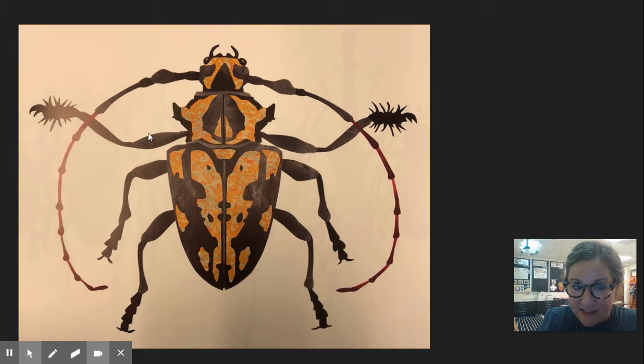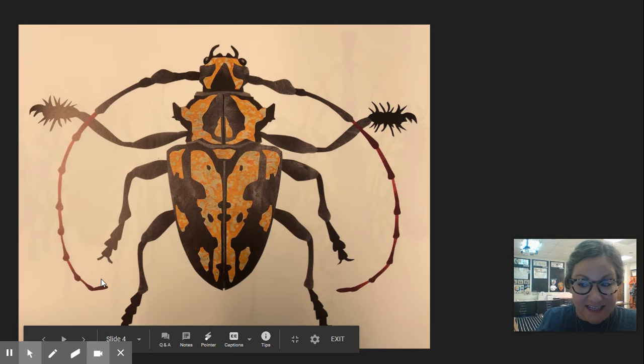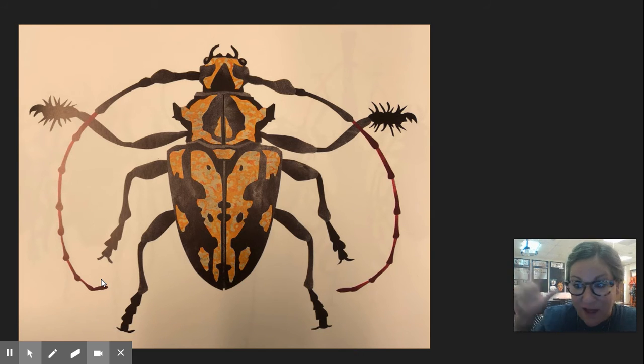Do we have 6 legs? 1, 2, 3, 4, 5, 6. Yes, we do. We also have 3 on each side, right? And then we have this really crazy long antenna. Antennas are what insects use to get around and to see if other things are around them too, which is really exciting. Now, when we look at the patterns on this insect, we see it also is symmetrical.